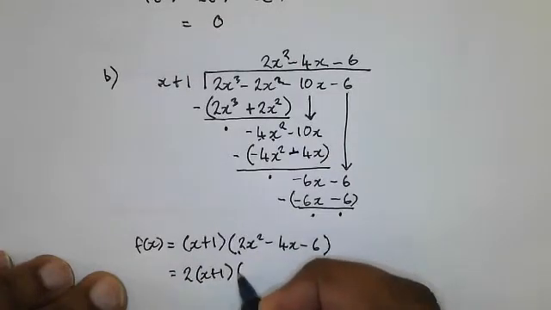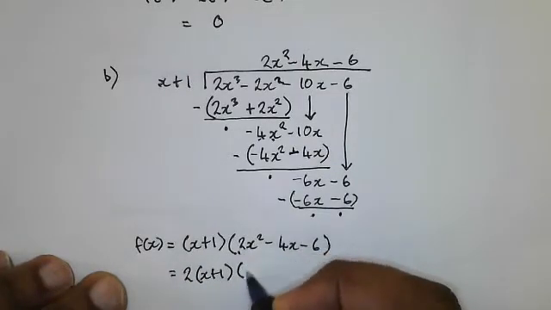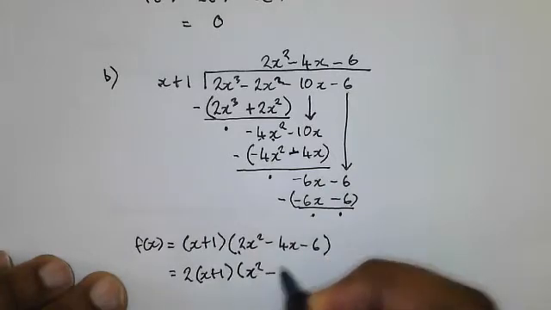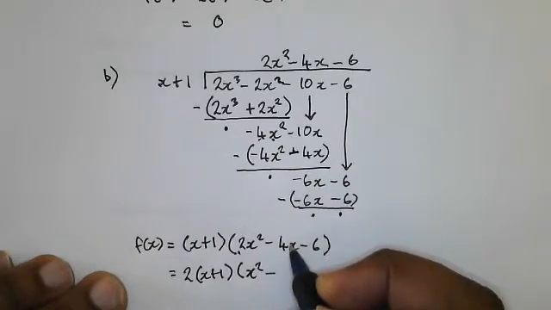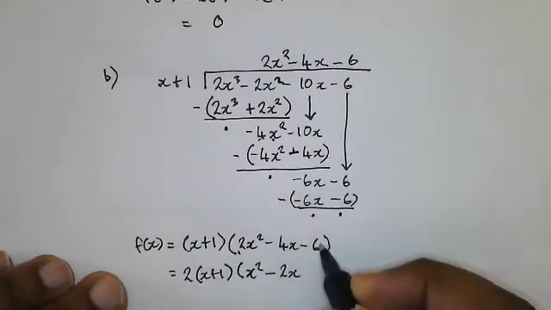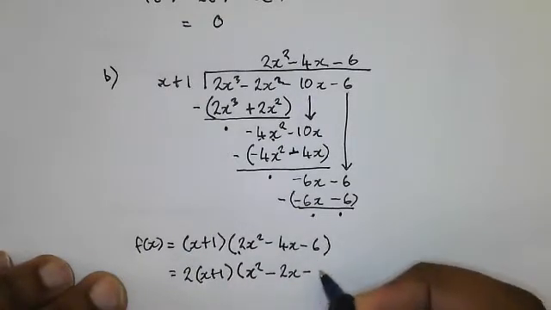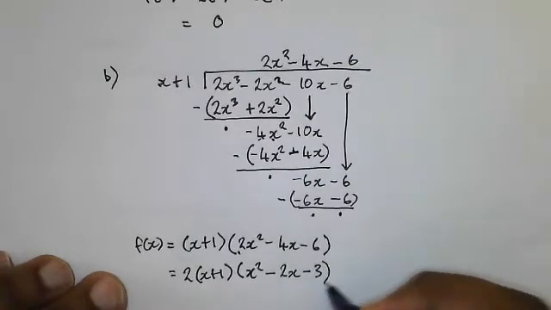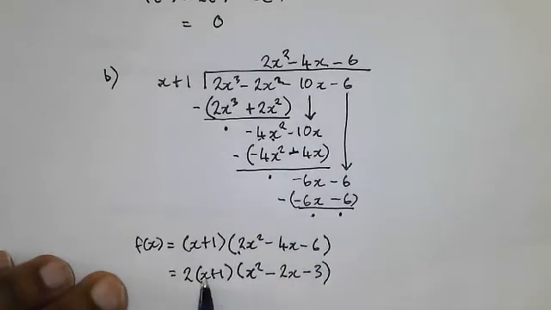And then x plus 1. After taking out 2 from 2x squared, we have x squared. Taking out 2 from 4x, we have 2x because 4 divided by 2. Taking out 2 from 6 leaves us with a 3. Now, can you see what's happening? The first one is the factor.